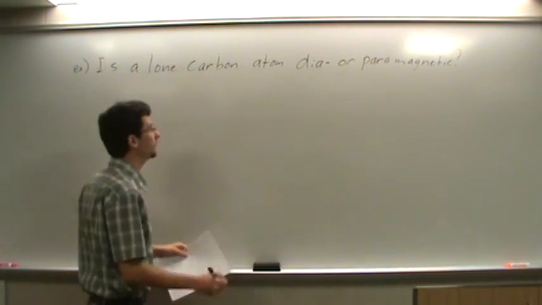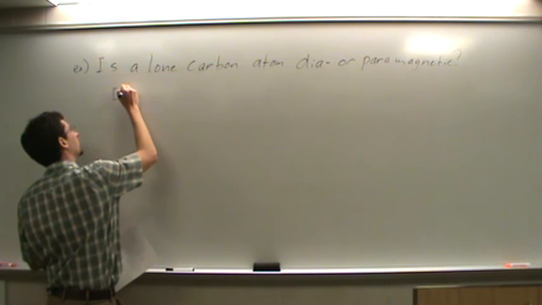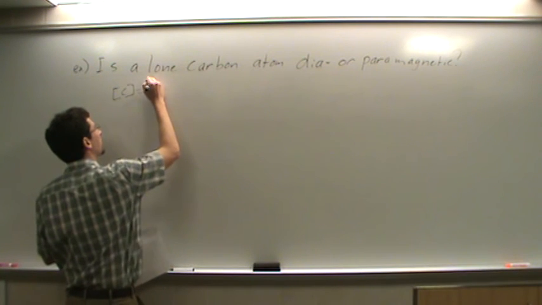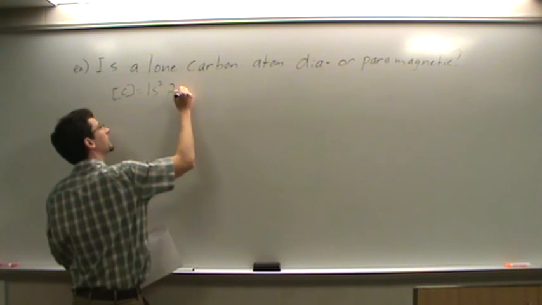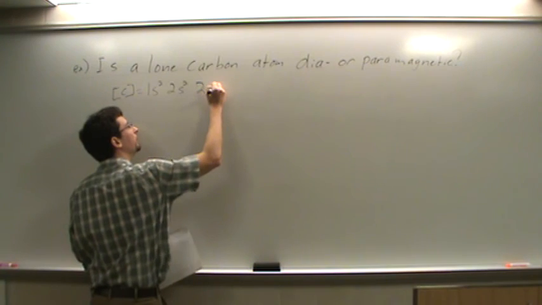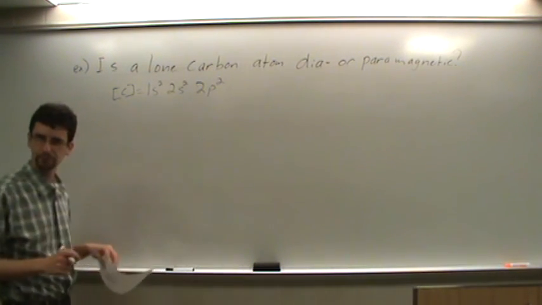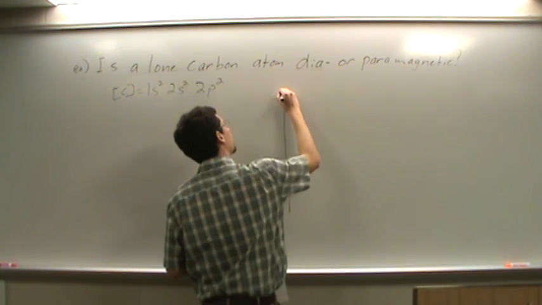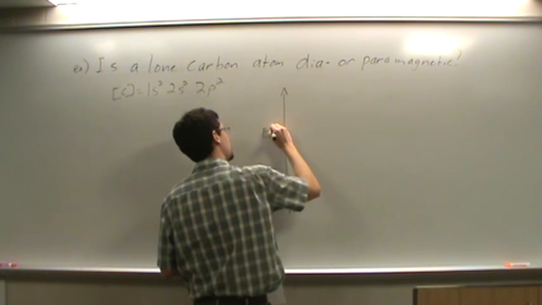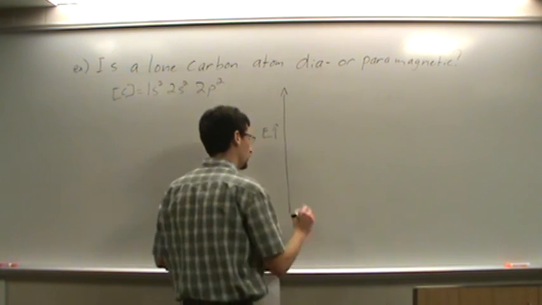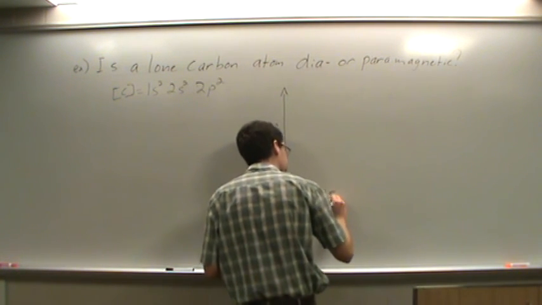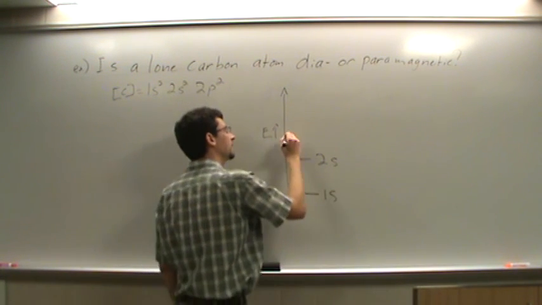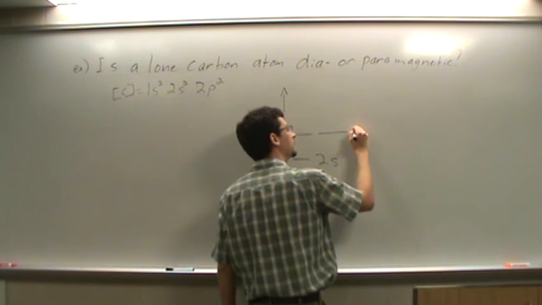So the first thing we need to do is consider carbon's electron configuration. Carbon has a total of 6 electrons, so we have the 1s2, 2s2, 2p2. Now, let's draw out the electron configuration diagram. Again, on our axes, we have energy increasing. The lowest energy orbital should be the 1s, followed by the 2s. And then we have 3 p orbitals, the 2py, 2px, 2pz.